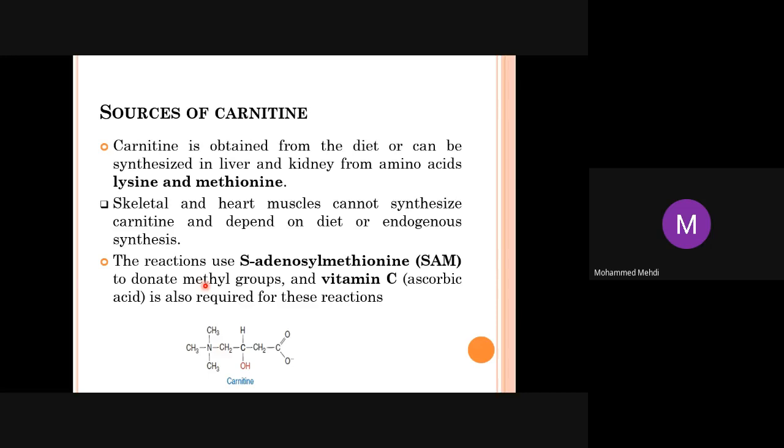For example, vitamin B12 synthesis occurs with the help of S-adenosyl methionine. S-adenosyl methionine is very important to donate one carbon molecule to chemical reactions. Plus, vitamin C, ascorbic acid, is also required for this reaction. So S-adenosyl methionine is formed by methionine. Methionine is important to make this part. Lysine and methionine, again, make carnitine. Vitamins are also important for this reaction.